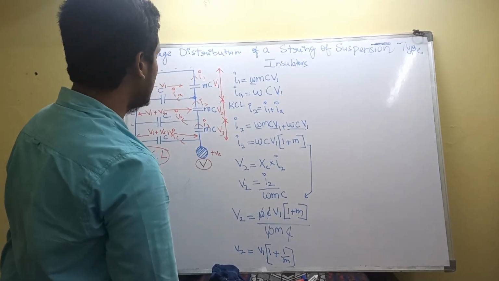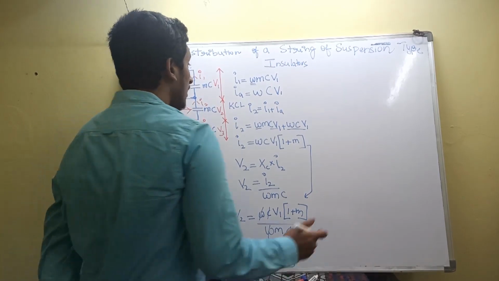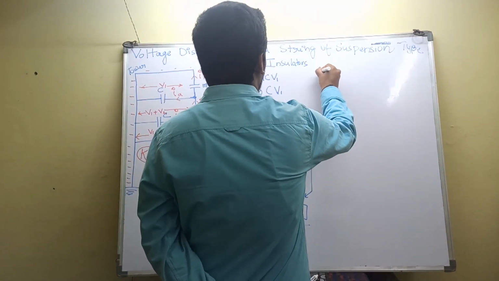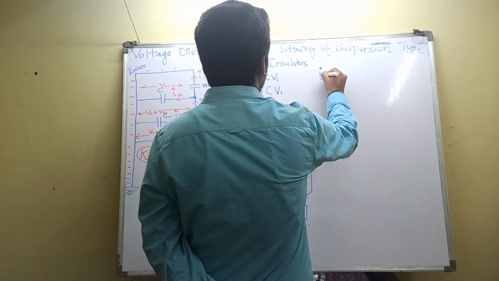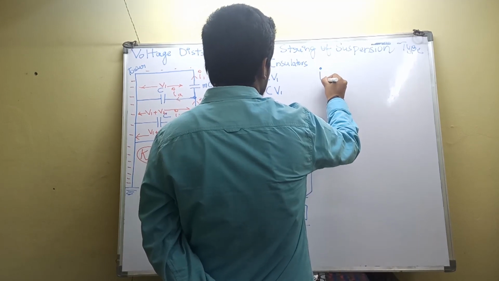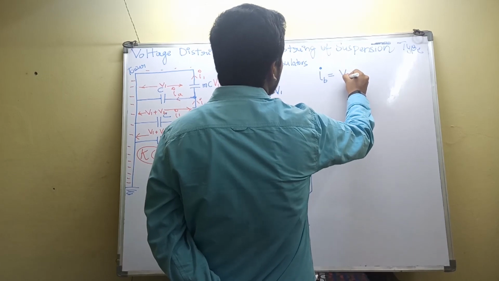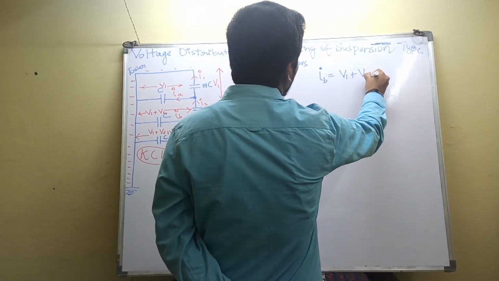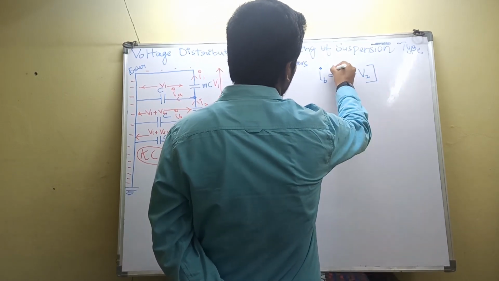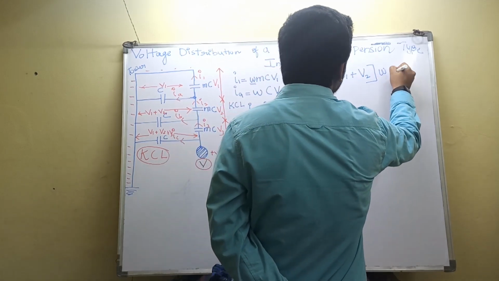So the next one will be IB is equal to V1 plus V2 into omega C.